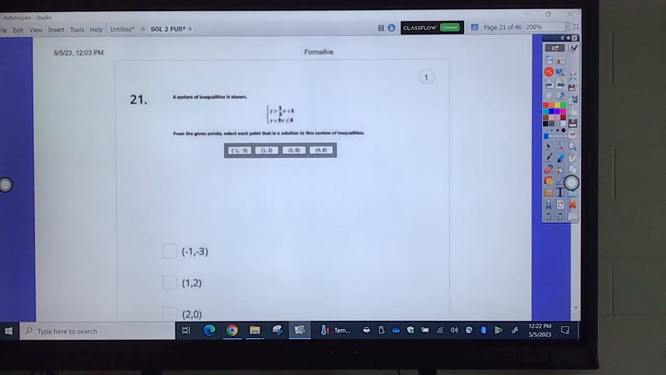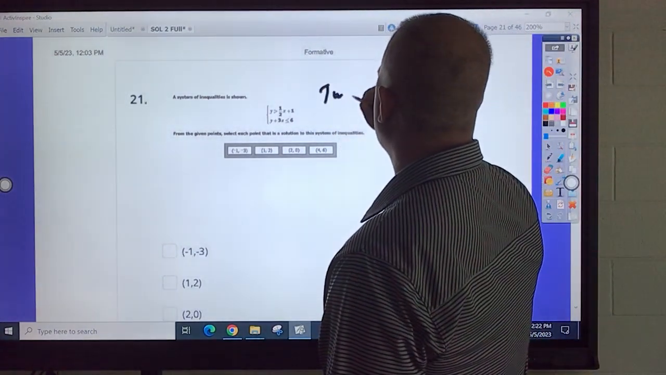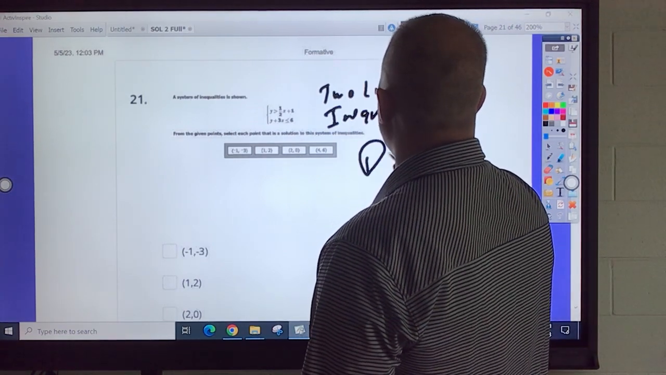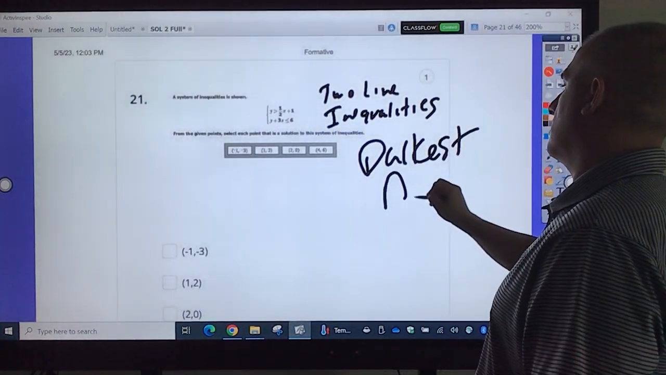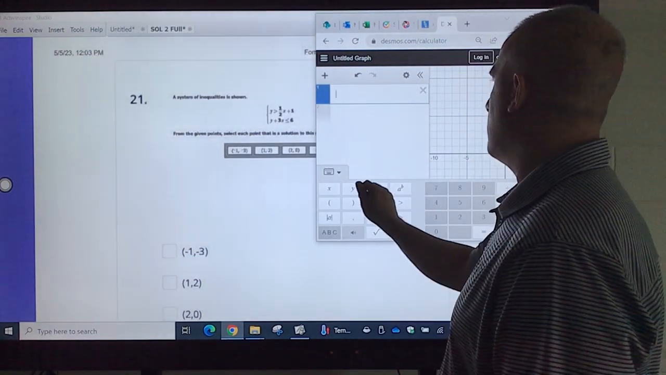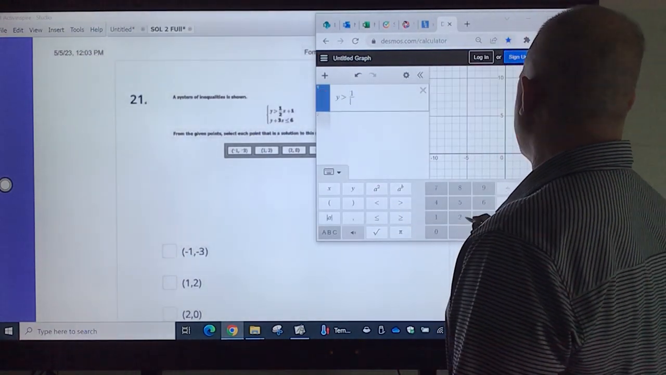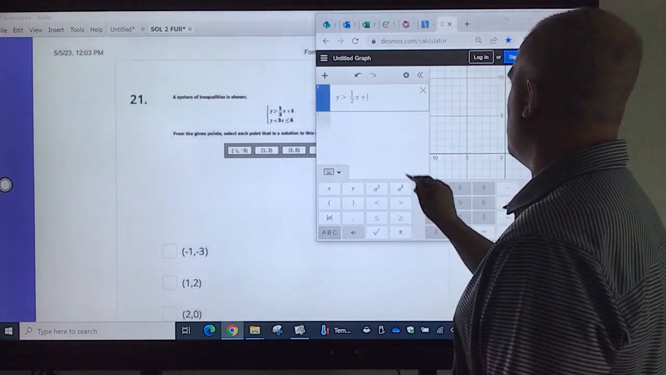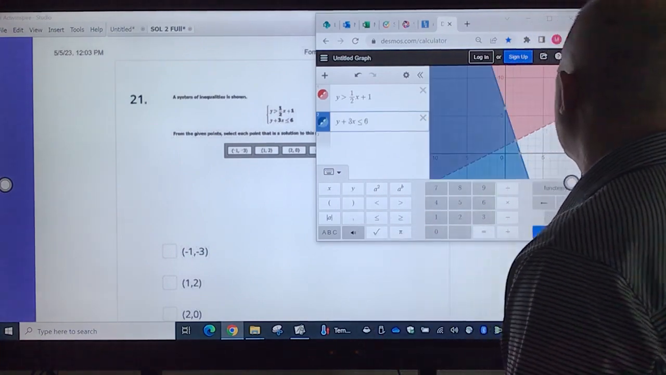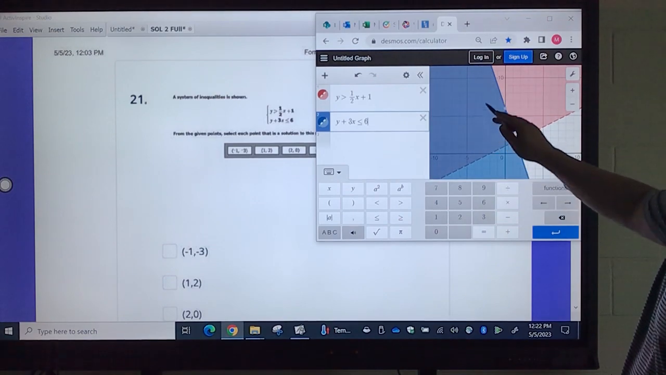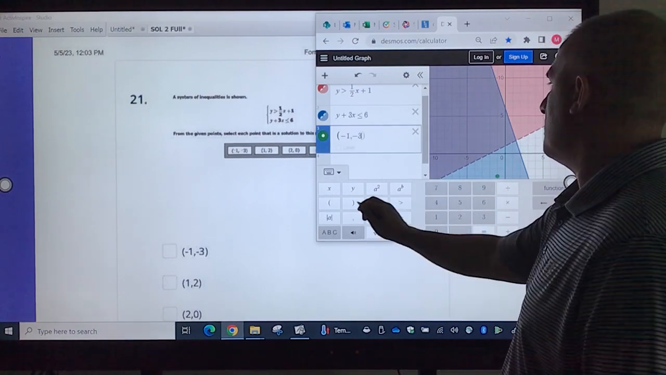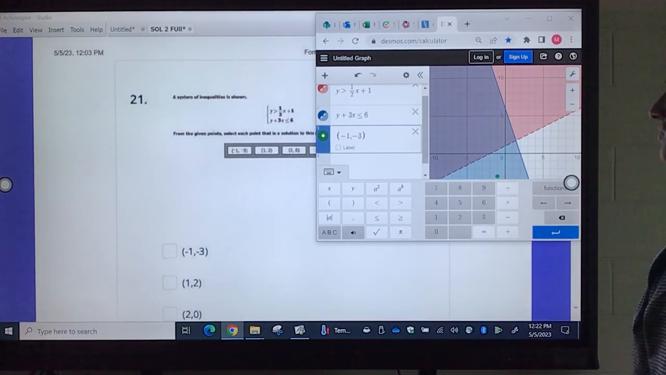Okay? Now, these are two line inequalities. Now, for these, we want to find the darkest area. All right, so what I would do is I type this in, y greater than 1 divided by 2, click over here, x plus 1, then I got y plus 3x less than or equal to 6, okay? I have the darkest area would be this area here. And so what I want to do is load these points in to see which ones are in there. So you can see that's not an answer, okay?